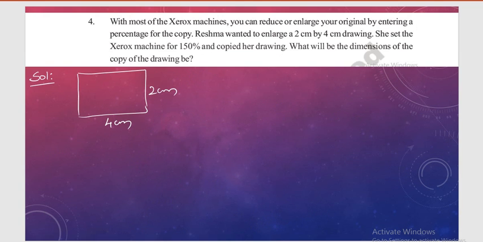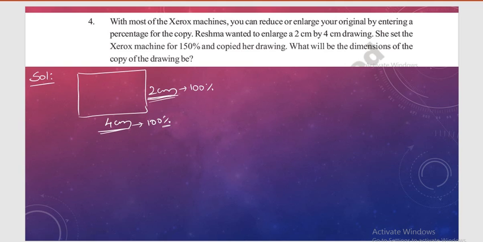Now what she did is, always we know that whenever you are having the given dimensions, that means this represents my 100%. So always whatever the dimensions that are given, that represents 100%. Now what she did, she set the Xerox machine for 150%. See here the wording is important. She made the Xerox machine for 150%. That means she has increased it to 150%, not by 150%. Okay, so she increased it to 150%, copied her drawing. So what will be the dimensions of the drawing?